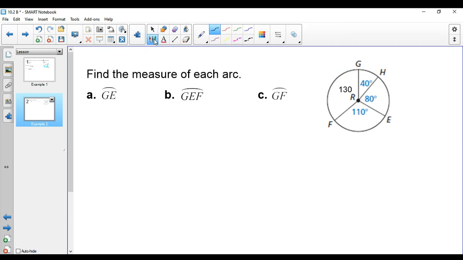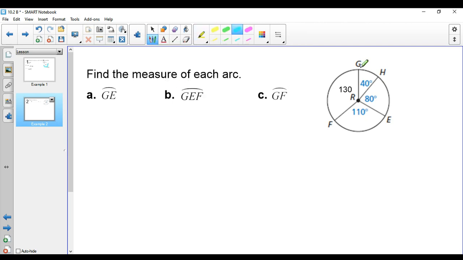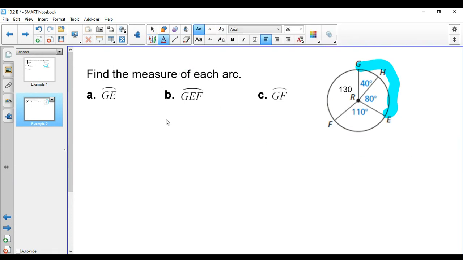All right, so arc GE. Arc GE is right here from G to E. We can see that's made up of a 40-degree angle plus an 80-degree angle, which gives us 120 degrees.